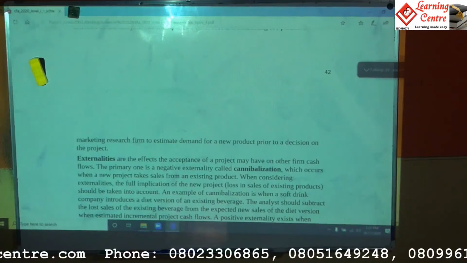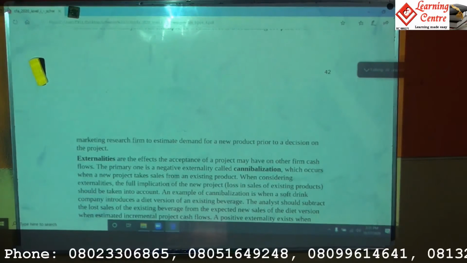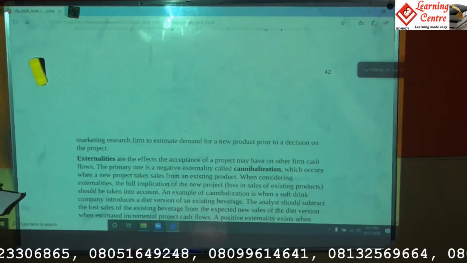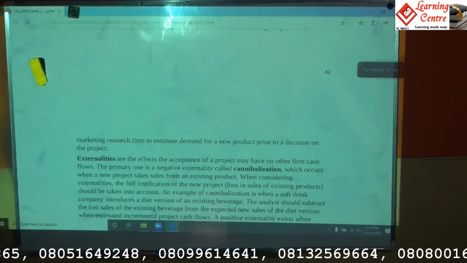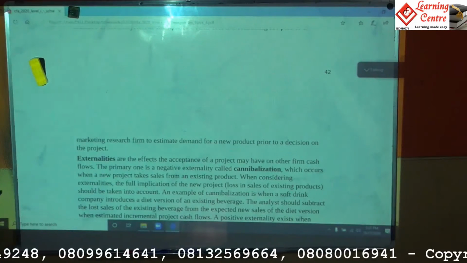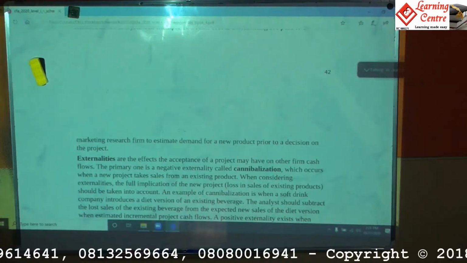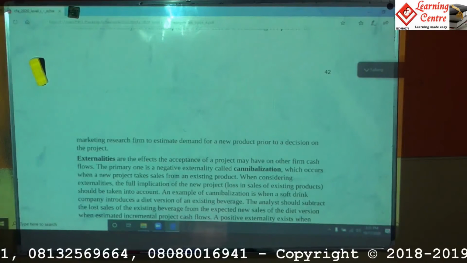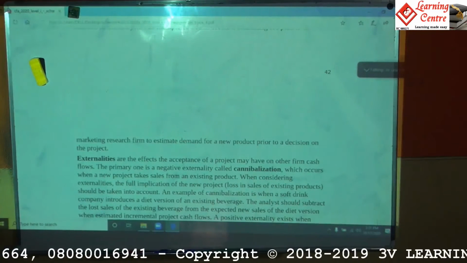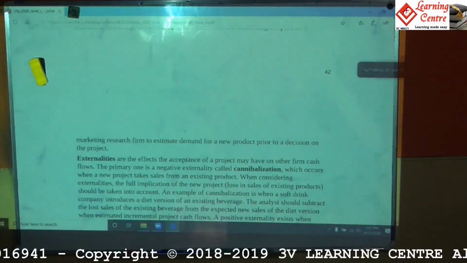When an investment takes customers and sales away from another part of the company. Another part. So now, another important point.